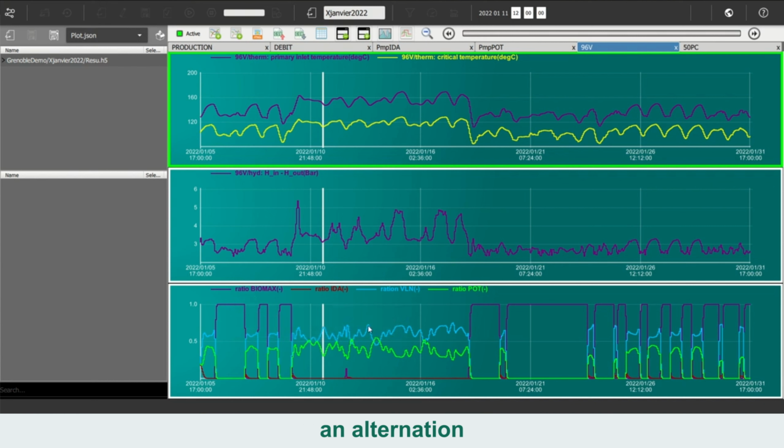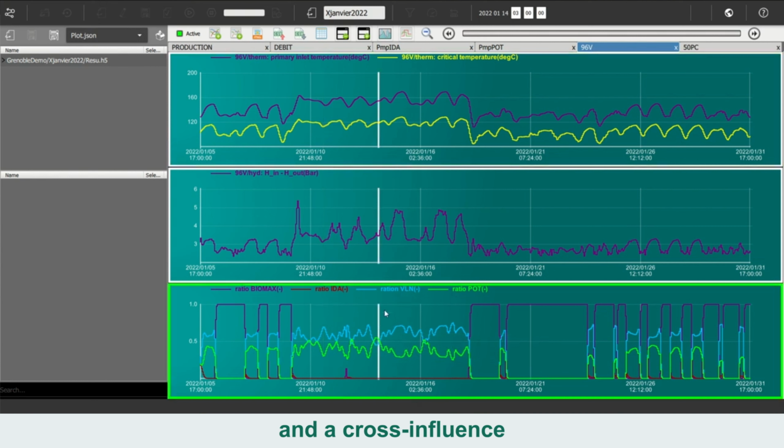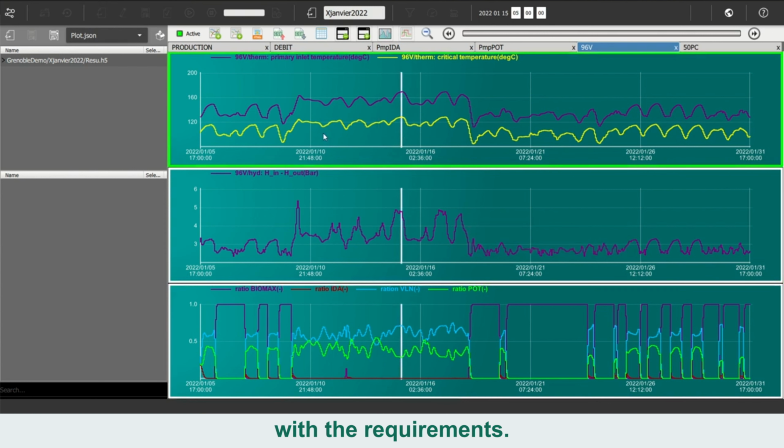These trends show an alternation between 2 main regimes, namely a single influence from Biomax and a cross-influence from Paterne and Villeneuve. The differential pressure across this consumer is shown in the second graph from the top. The trend shows that this value always remains above a few bars, which is in line with the requirements.